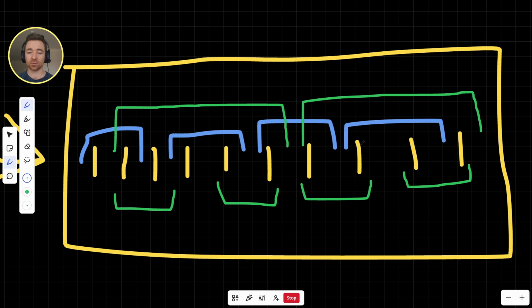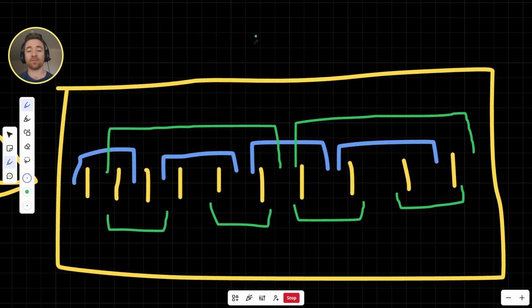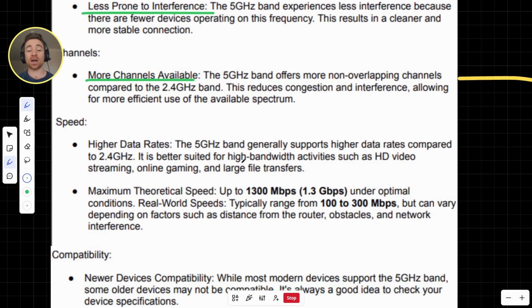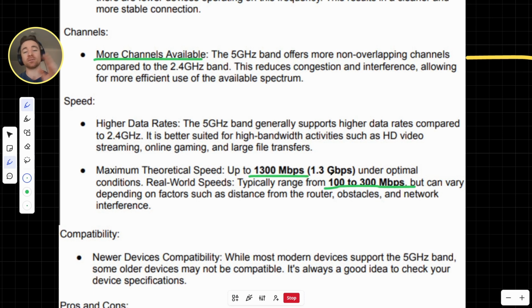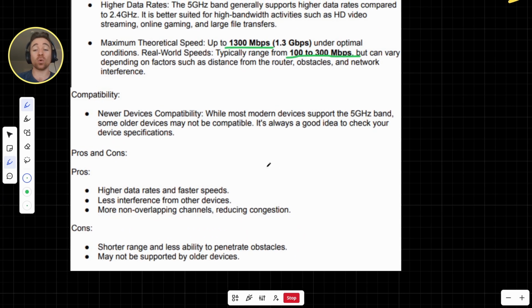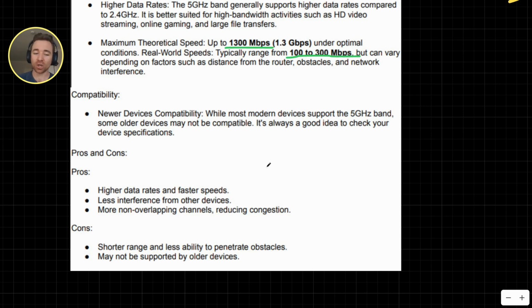But basically, long story short, on the 5G frequency, you can have more channels than the 2.4 and therefore avoid congestion much more effectively. Okay, so again, you have higher data rates. Theoretical speed maximum is 1300 megabits per second or 1.3 gigabits per second, but typically realistic 100 to 300 megabits per second. Okay, so just know it's faster than 2.4 essentially. In terms of compatibility, not all devices are compatible, but these days a lot of devices are going to be 5G compatible. We are in the age of the future, so we are getting there.